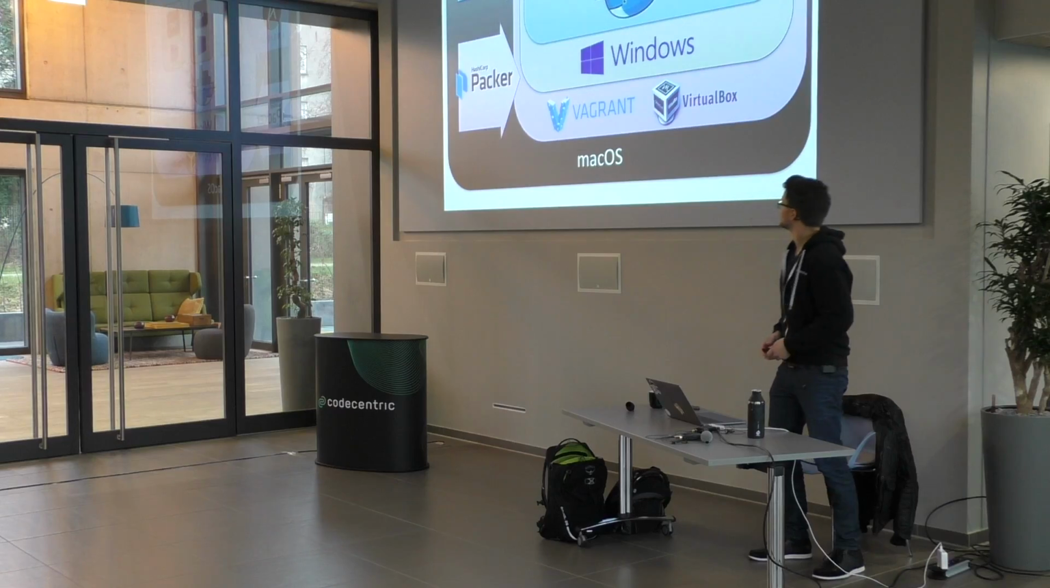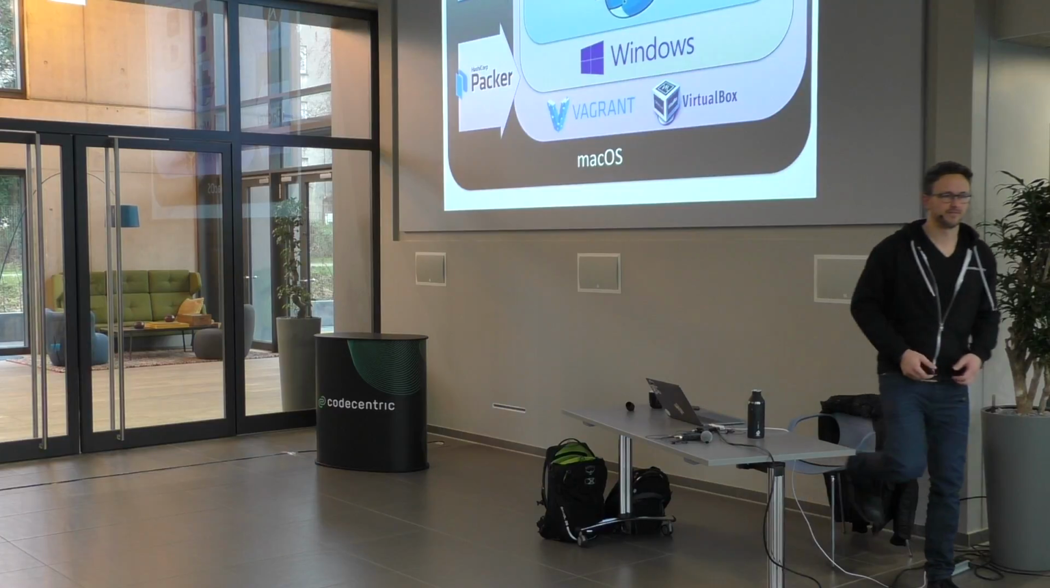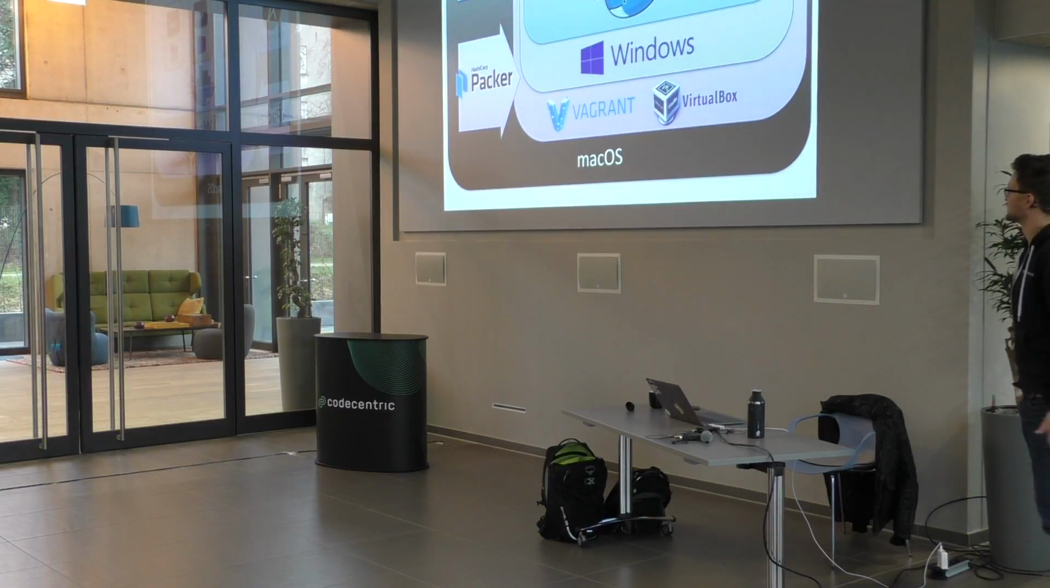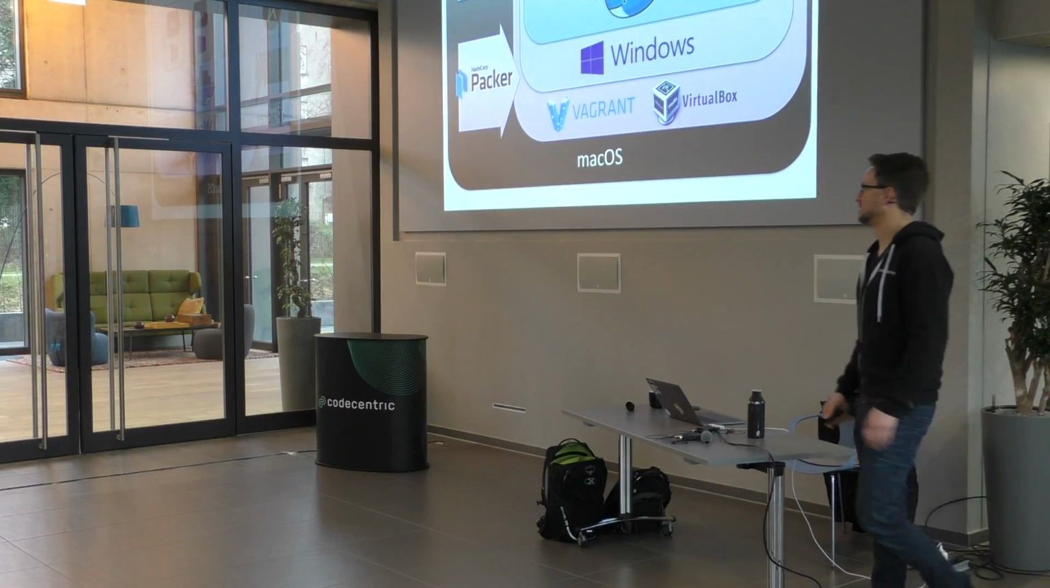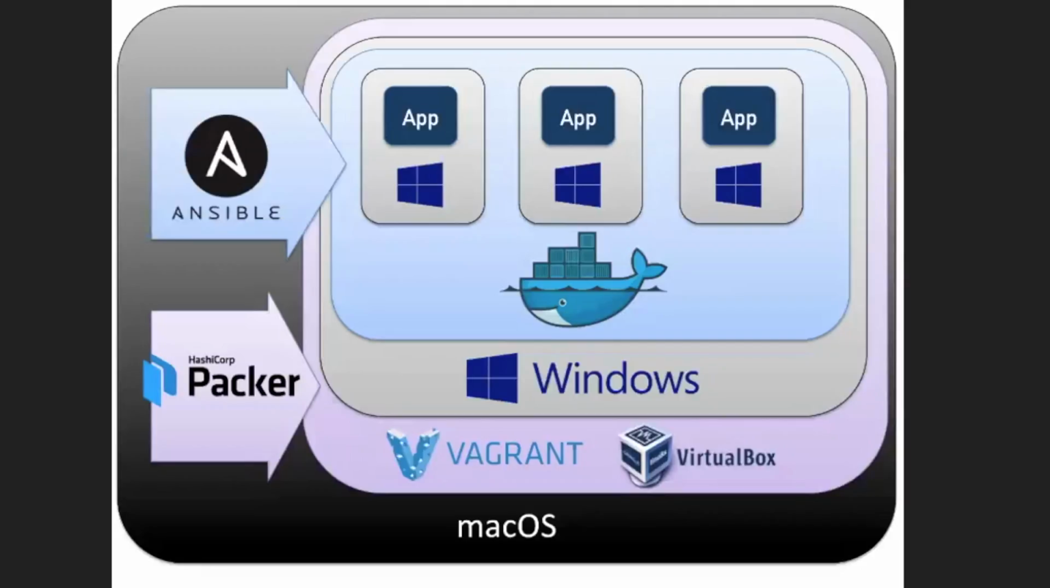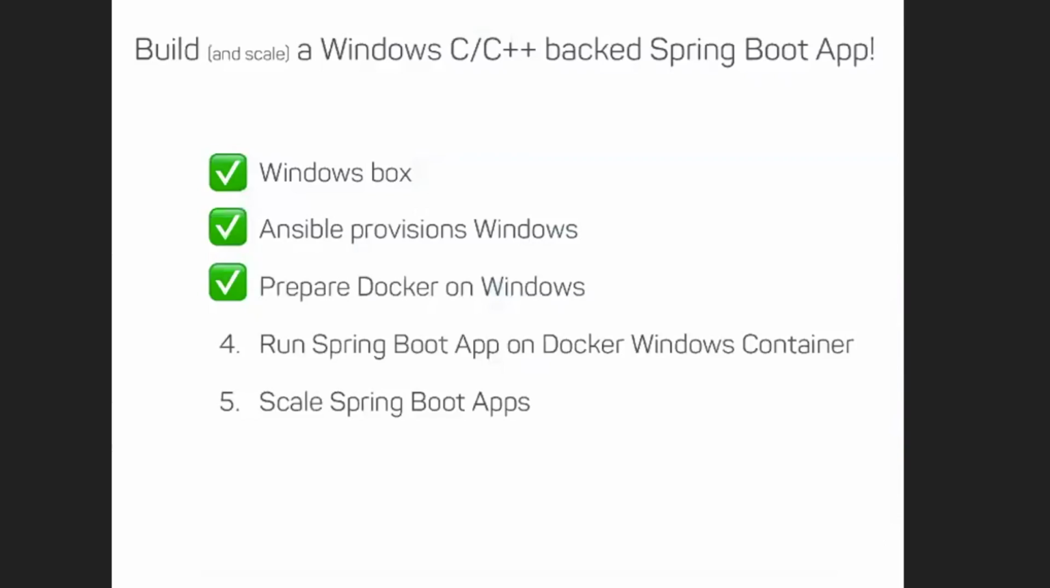Okay, cool. So we now have this setup for our talk. We just did the Packer build to have the Vagrant box with Windows, and now we have Ansible to provision Docker and our apps. We have to provision the apps, that's the good point. So we have to run our Spring Boot apps on that. So how is it done?